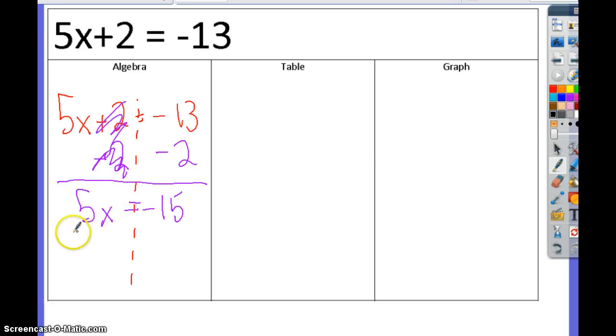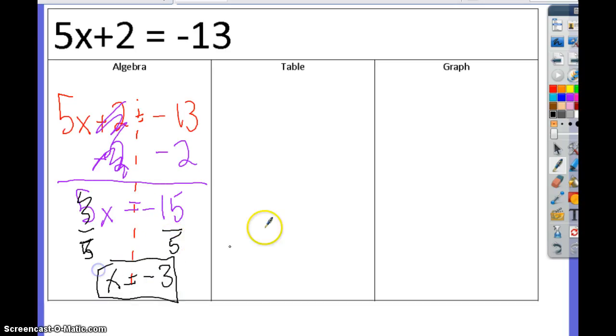And now the opposite of times 5 is divide by 5. Divide by 5 on both sides. Cancel my opposites. x equals 15 over 5, which is 3, and there's a negative here but not here, so that's one negative, so the answer is -3. Now, I can use the table and the graph to double check that these are correct.